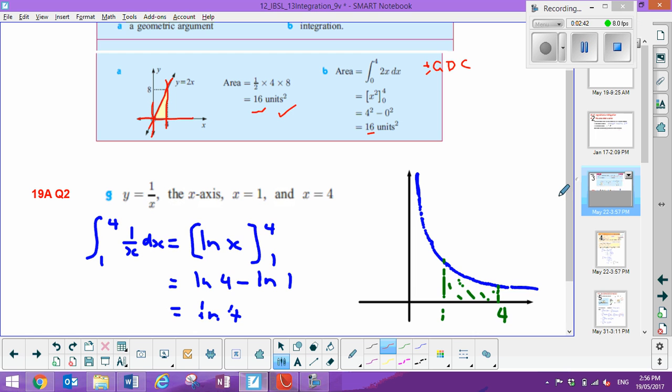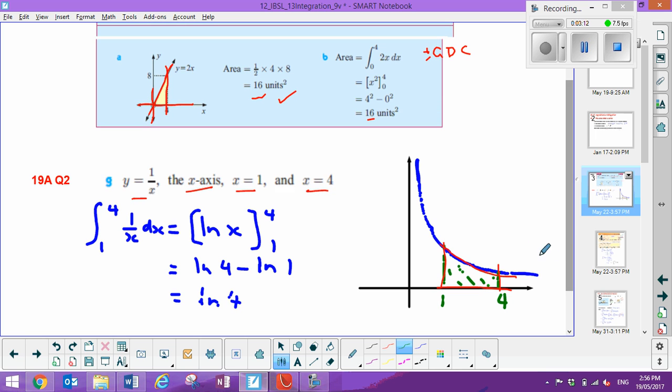Down here, this next one, we've got the function y equals 1 over x and our boundaries are the curve, the x-axis, x equals 1 and x equals 4. So we've got our curve which we've drawn on, our x-axis, our x equal to 1 and our x equal to 4. Board wasn't working very well. So integrating that, again, you could do it with your calculator, but let's do this one without.